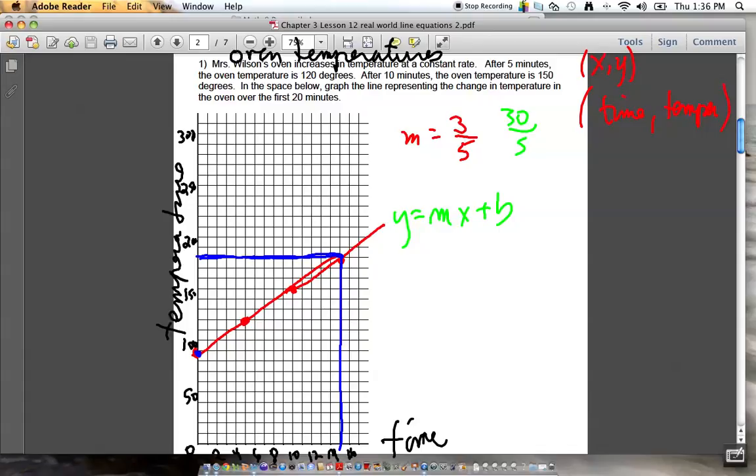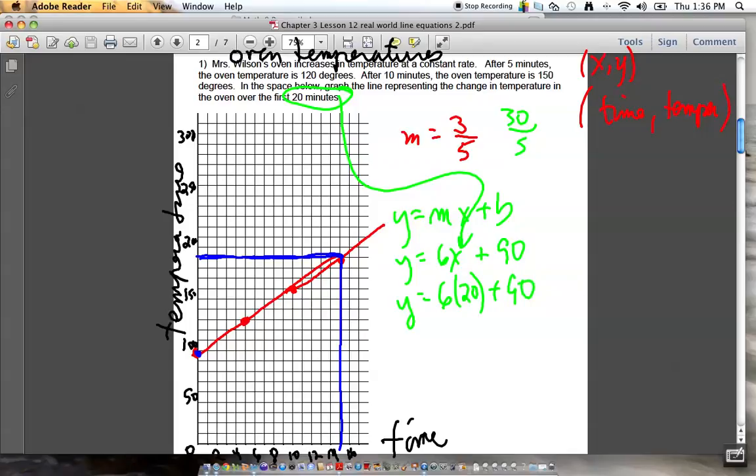So it's going to be y equals 6x plus, now what did we just say the y-intercept was? 90. All right. So now I think we can answer what the oven temperature is in 20 minutes. I can take the 20 and put it in for x. So the temperature is going to be 6 times 20 plus 90. 6 times 20 is 120 plus 90, 210. That would be my temperature.